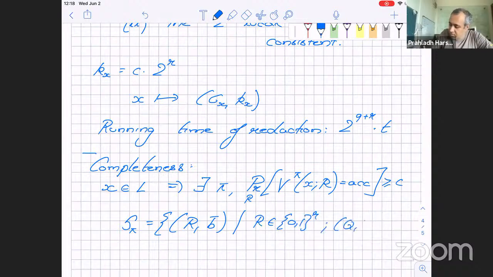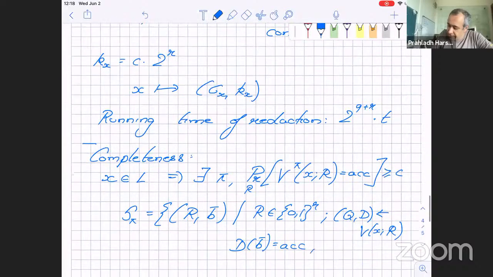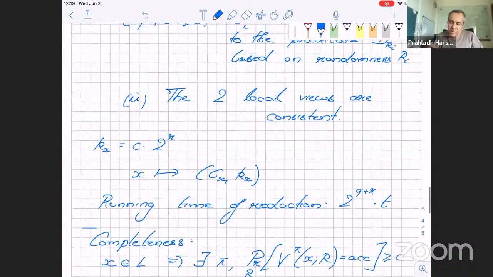Q and D are the thing produced by the verifier on this particular input and randomness. D of this B bar is accept, and pi when restricted to this Q is exactly B. So it's exactly that part. You're going back to this graph.